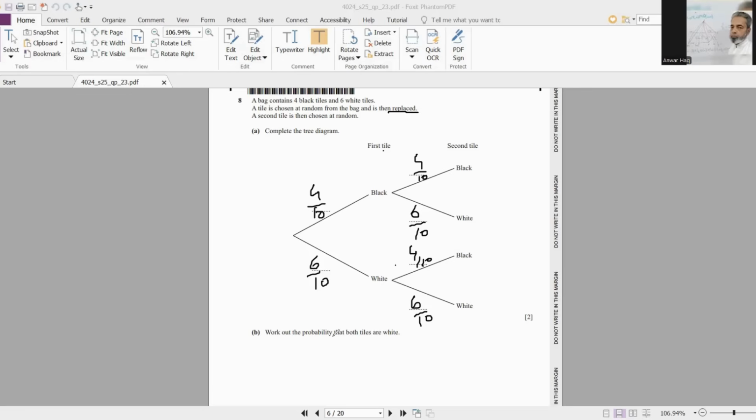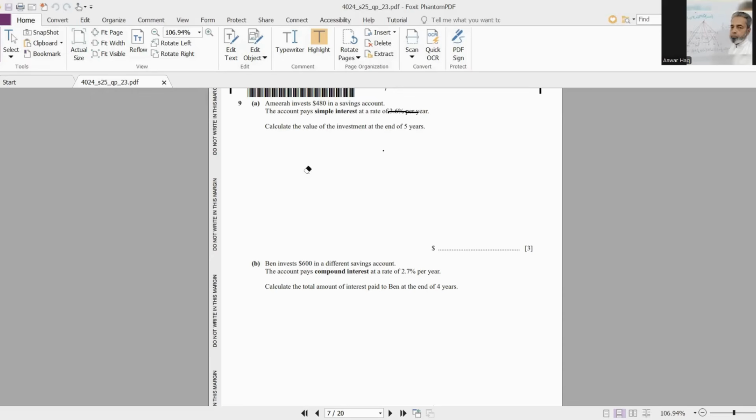Now, work out the probability that both tiles are white. So, white, 6 over 10, multiplied by 6 over 10. By simplification, you will have 9 over 25. That's it for this question. Then now the next question. Next question is question 9. Amira invests $480 in a savings account.